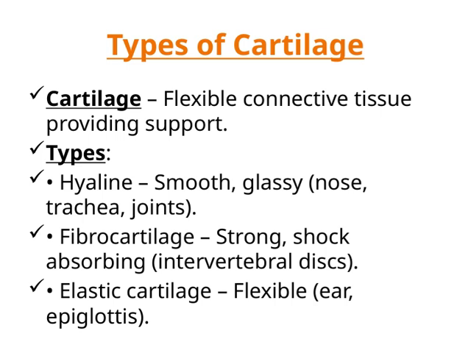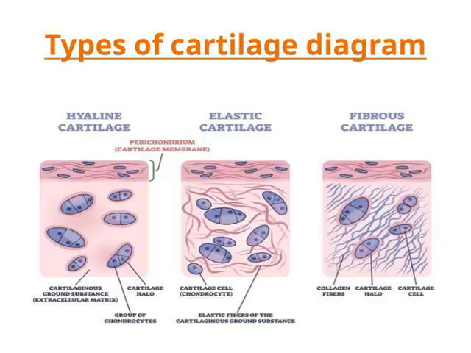Understanding these types helps us see how cartilage supports different functions across the body, from cushioning and flexibility to strength. It ties into the overall theme of how our body's connective tissues are specialized to meet different needs. Let's take a closer look at the types of cartilage diagram.